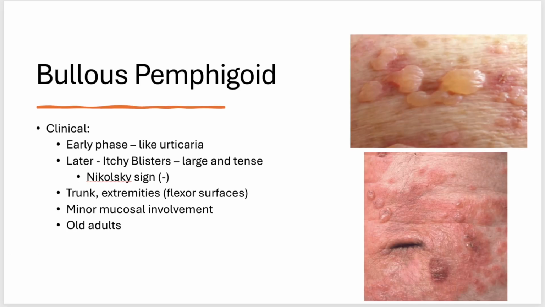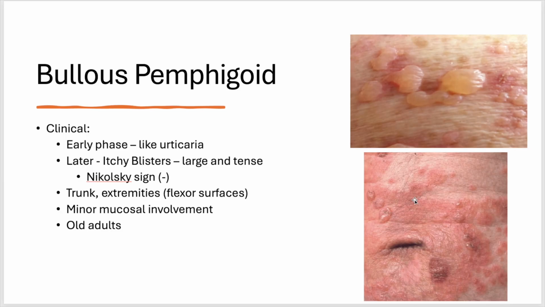Now we are moving into the subepidermal blistering disorders. Let's start with the most common one, which is bullous pemphigoid, or BP. Clinically, the early phase can look like urticaria, which presents as red, itchy patches without blisters. But later on, the patient will develop tense blisters, such as these ones, often very itchy, especially in older adults. And you see this picture. There are very tense bullae on a background of erythematous skin. And it usually affects older adults.